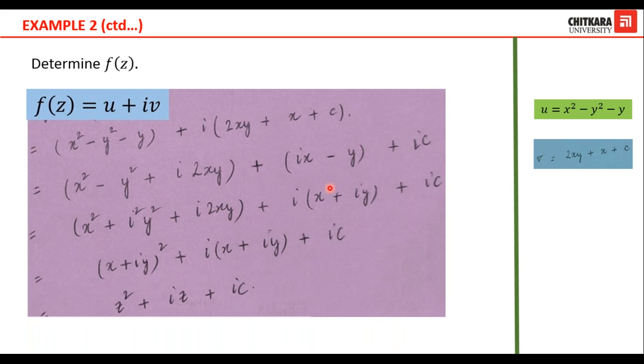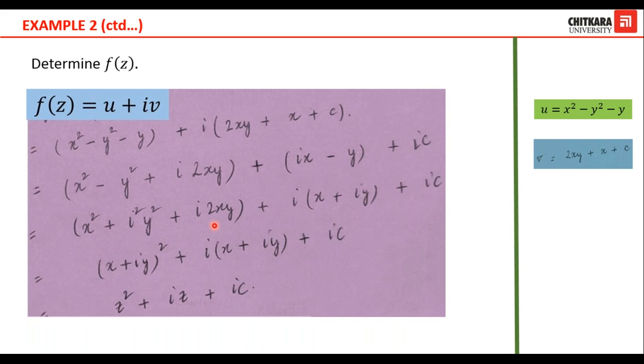They are the same. And here, what is the manipulation I'm doing? I can write minus y as plus iota square y here. And then I can take out iota common from this expression. When I take out iota common from this expression, I'm left with x plus iota y. And then we have iota c over here.